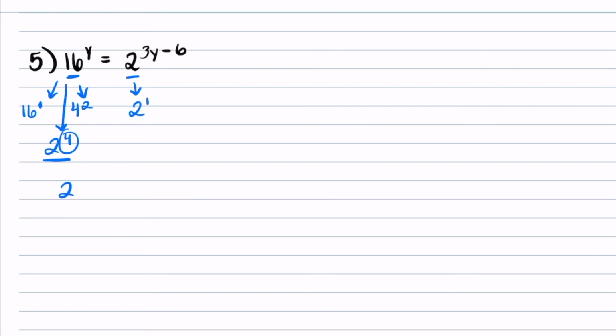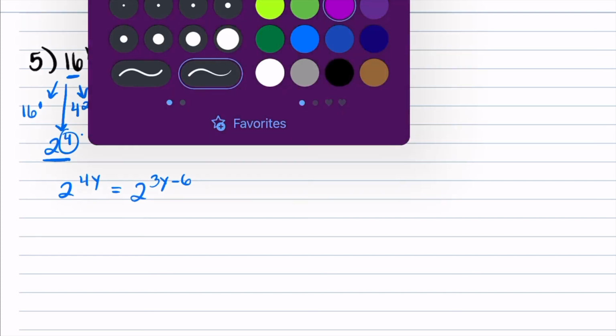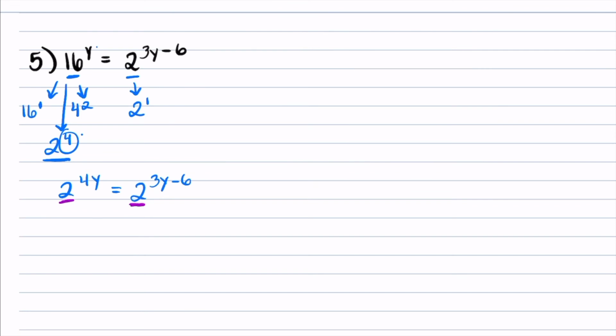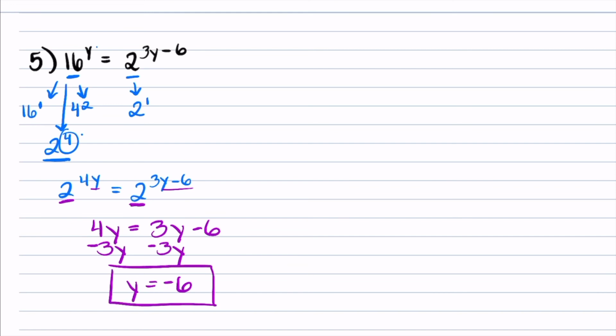We are going to have 2 to the 4y, multiplying these two, equals 2 to the 3y minus 6. Don't need to change that one because it already has a base of 2. Alright, awesome. Now we've got the same bases, so that means we just set the exponents equal to each other. 4y equals 3y minus 6. Subtract 3y from both sides. You get y equals negative 6. And that works. So that will be our answer.